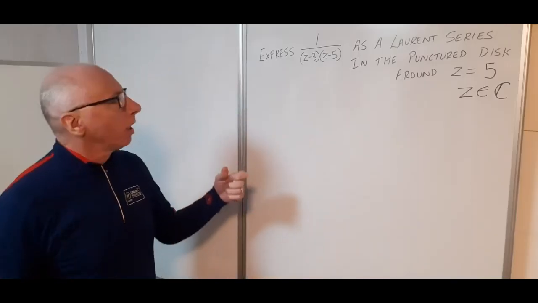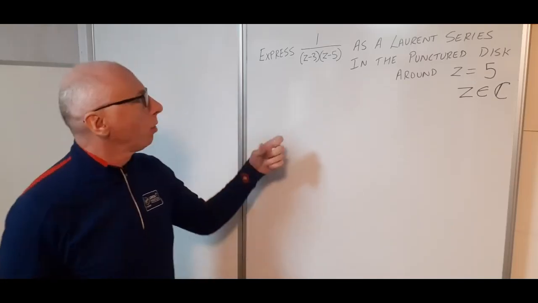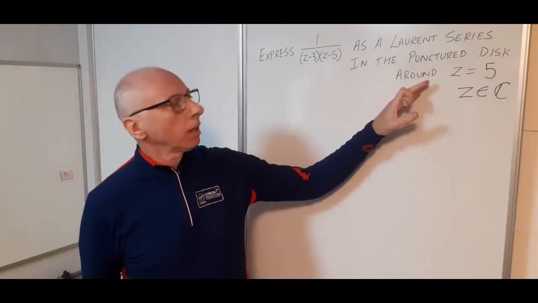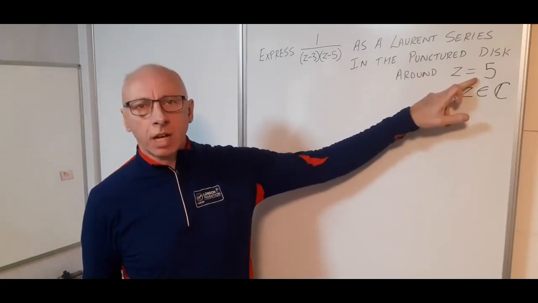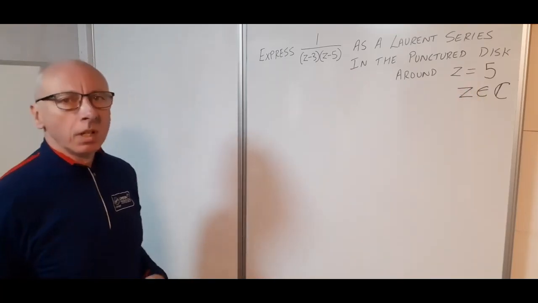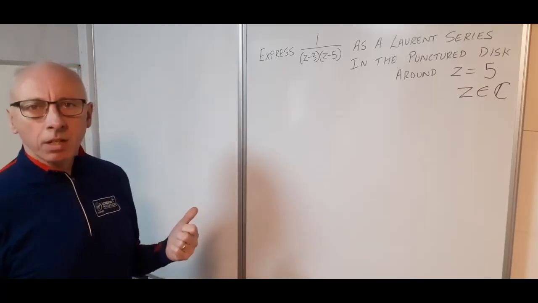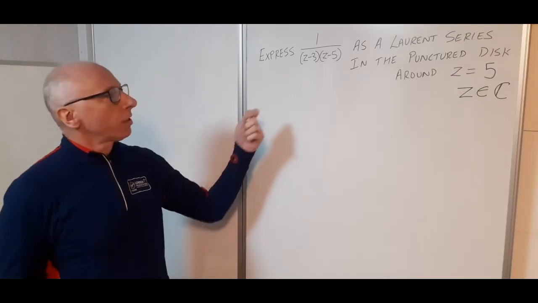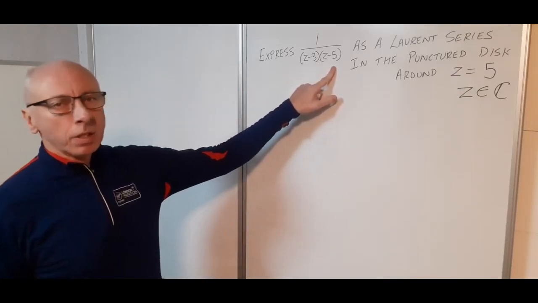So in this video, I'm going to follow on from the last video where we found the Laurent series centered around a punctured disk of z equals 3. This time we're going to do z equals 5 and we're going to compare the two Laurent series and see how they look, and maybe it makes no change. Let's see what happens.